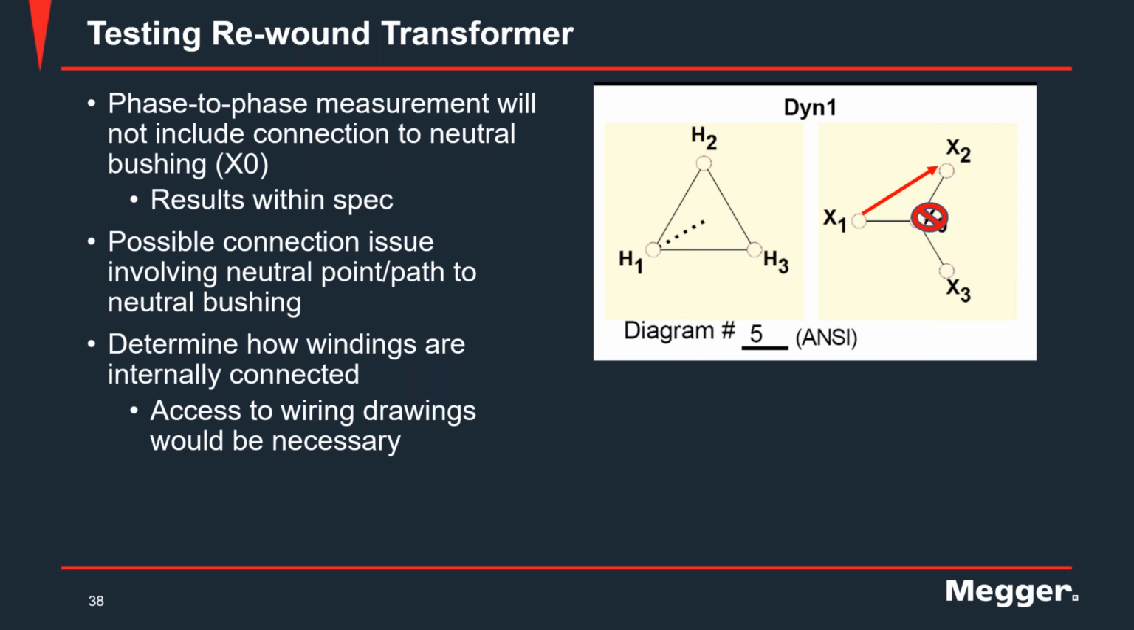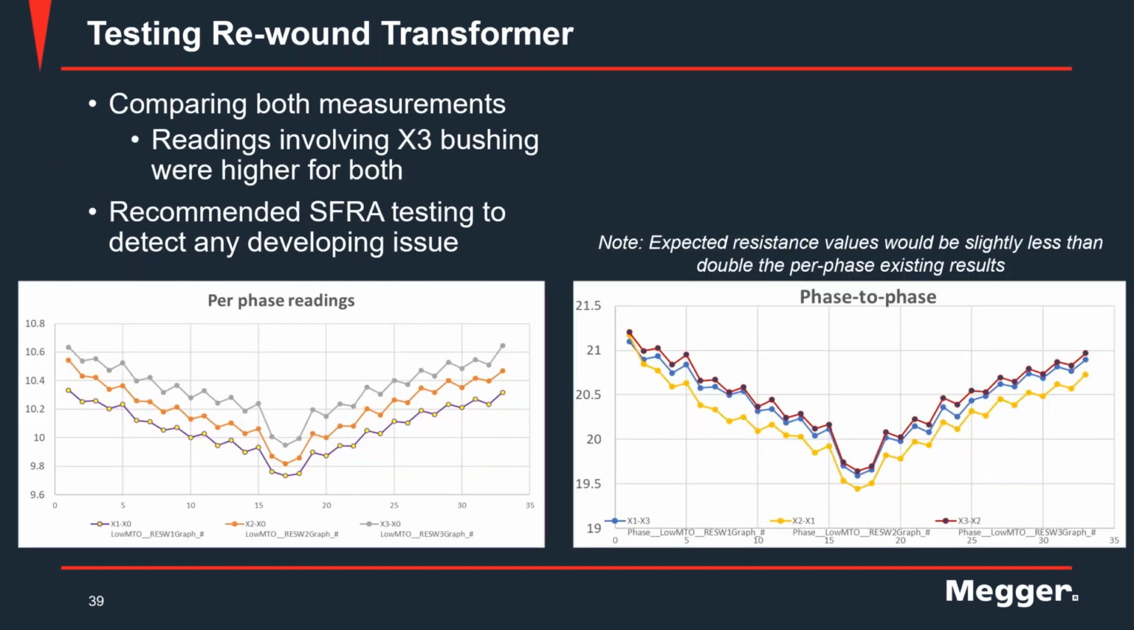In this case, we had a neutral, and how the neutral point is connected to the neutral bushing. Having access to those drawings is really valuable when you have to troubleshoot. But unfortunately, in this case, we didn't have those internal drawings with us. So we did some more thinking, more analysis, more troubleshooting, and we compared some measurements.